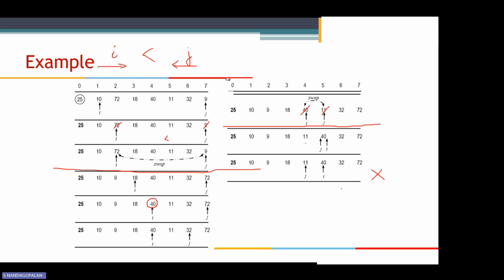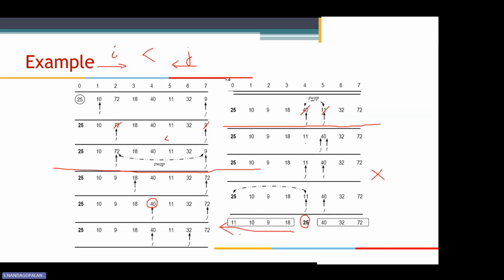So one final step. Remember, in this the pivot will never move; 25 is at the 0th position only. One final step is swapping the element pointed by j and the pivot. So this is the final step where the pivot has come here and the element pointed by j, that is 11, has come to the front. Now on its left, you can see all elements are less than the pivot. All elements on the right side are greater, but they are not sorted. It is like semi-sorted.